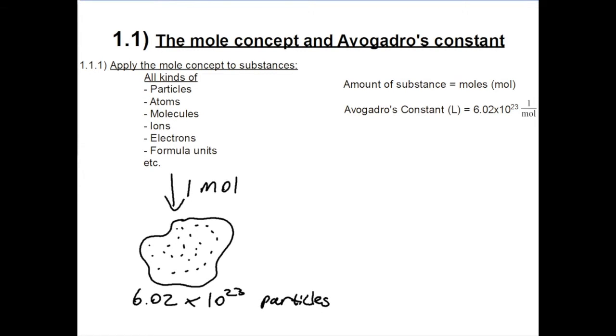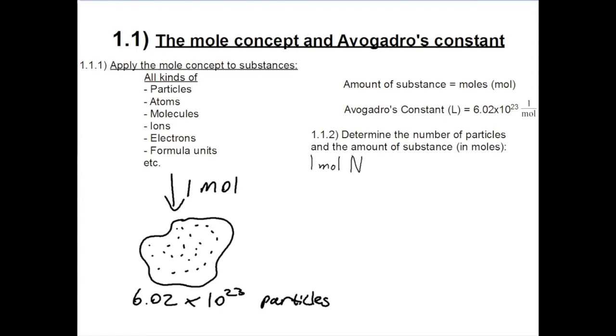The next point is 1.1.2, and it's about determining the number of particles and the amount of a substance in moles. Our first example is if you have 1 mole of sodium chloride, then that will be equal to 6.02 times 10 to the power of 23 formula units.